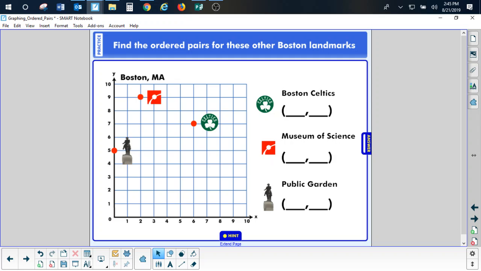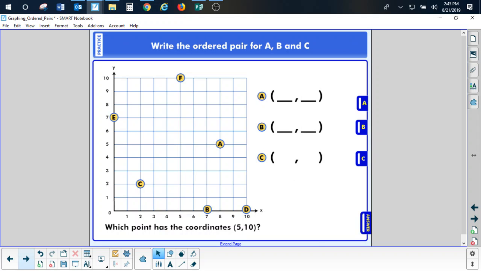There. And the last bit of practice, there are the spots located on the first quadrant, and they're asking you to find point A, point B, and point C. At the bottom, answer which point has the coordinates 5, 10. So I'll give you a few seconds to go ahead and try those out real quick, and I will come right back with the answer.